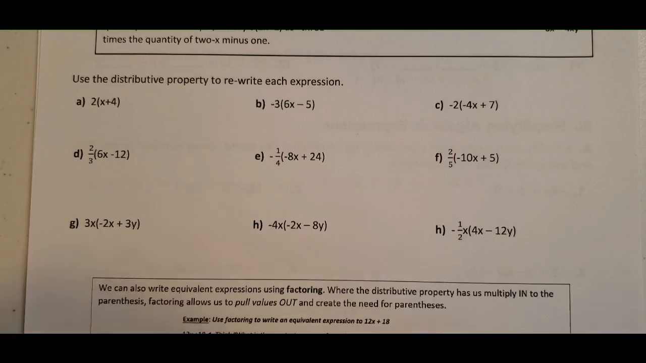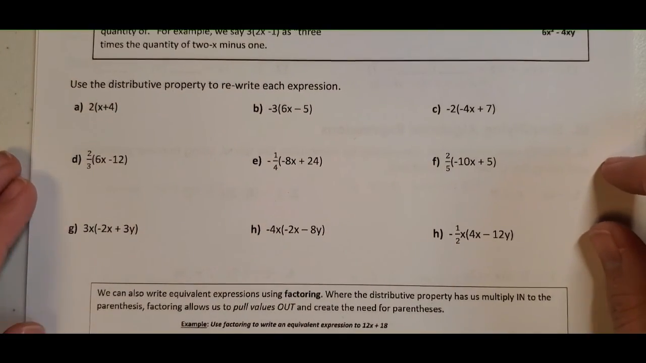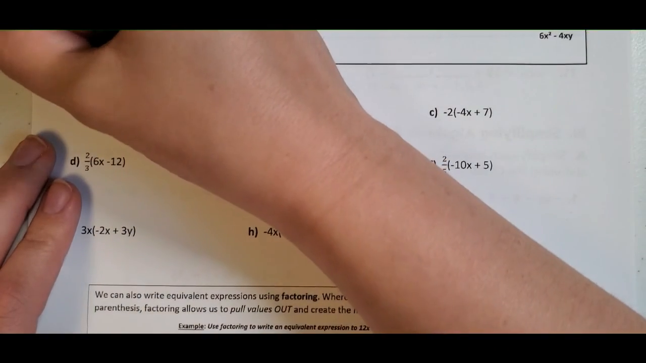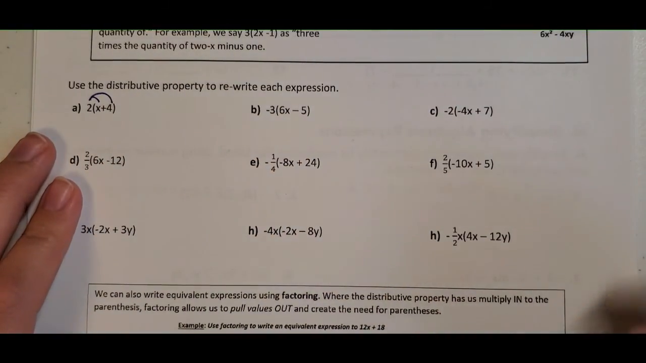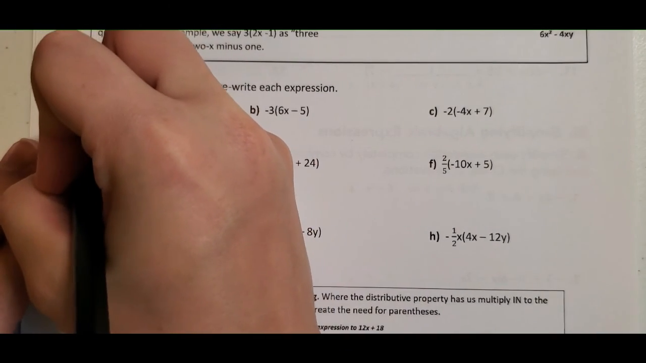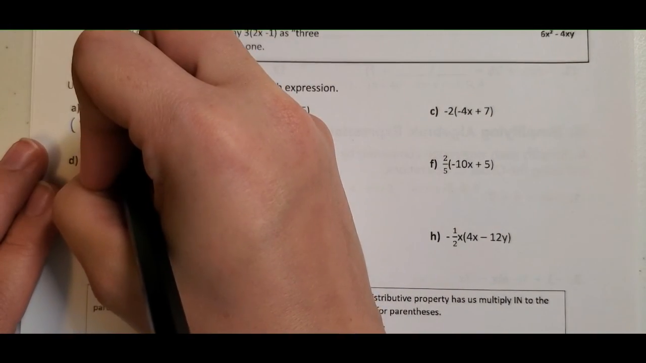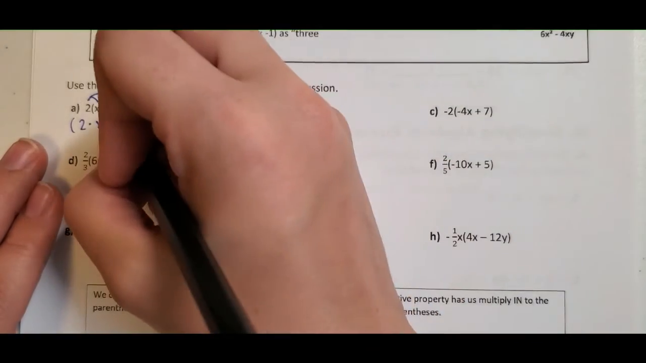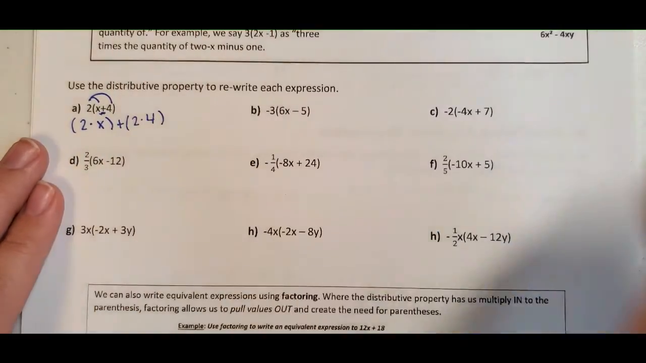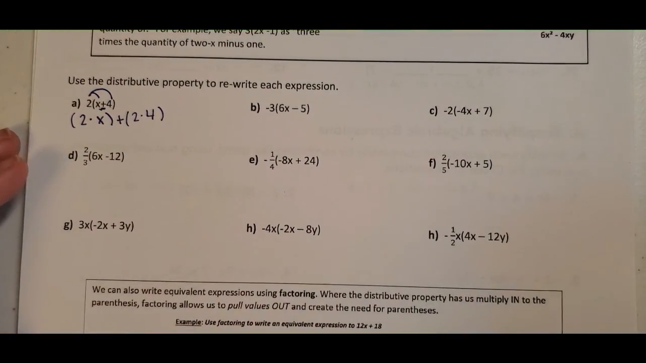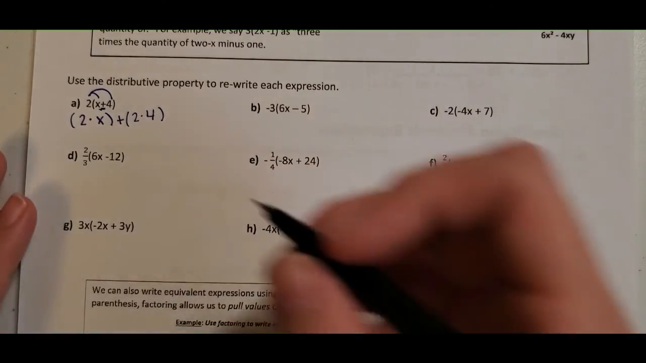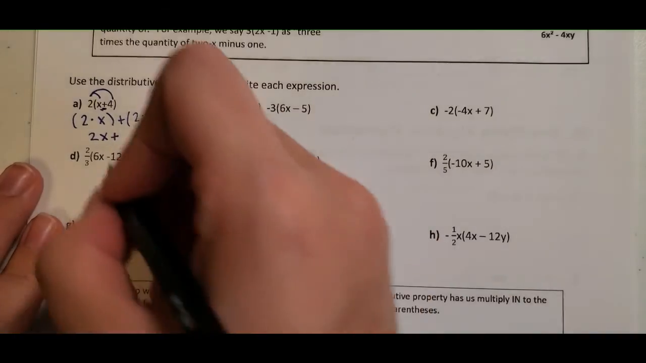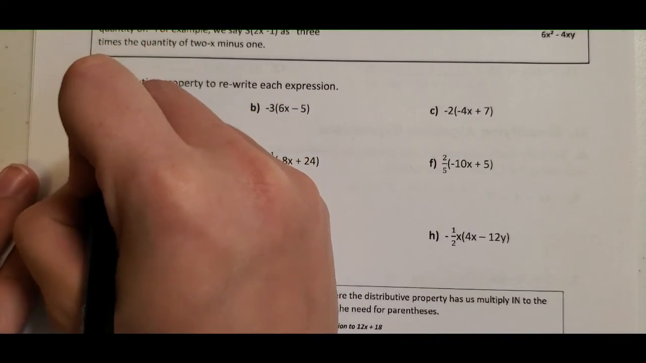So let's just start with the basic, looking at A. If you look at A, I have 2 times x plus 4. So you're going to distribute the 2 to the x and the 4. So this is saying 2 times x plus, remember you take that sign right there, plus 2 times 4. So 2 times x, we don't know the value of x, so 2 times x is just 2x plus 2 times 4, which is 8. So that's your answer, 2x plus 8.